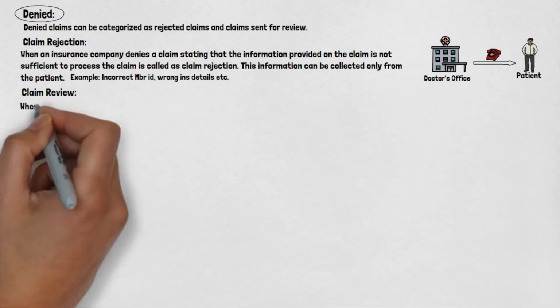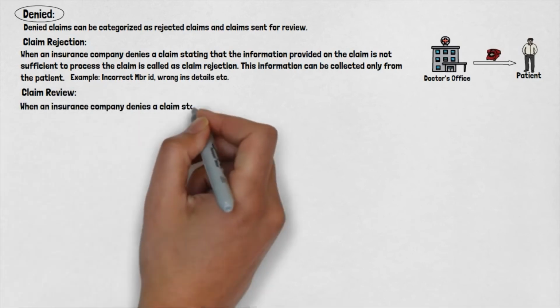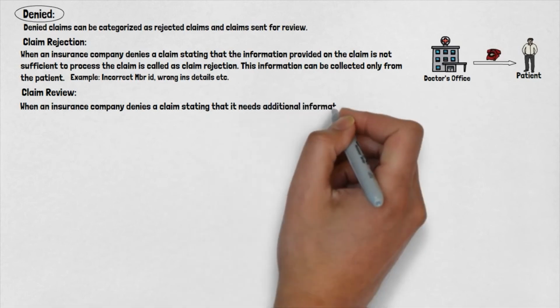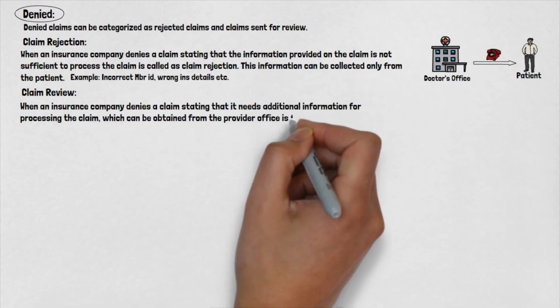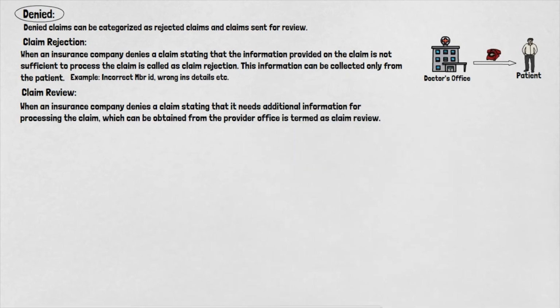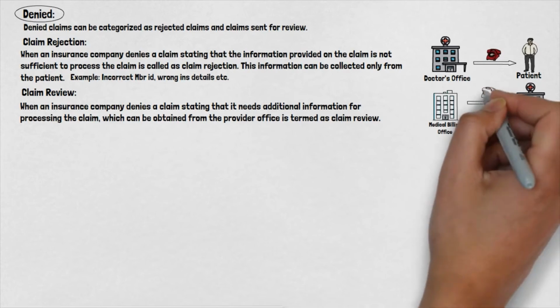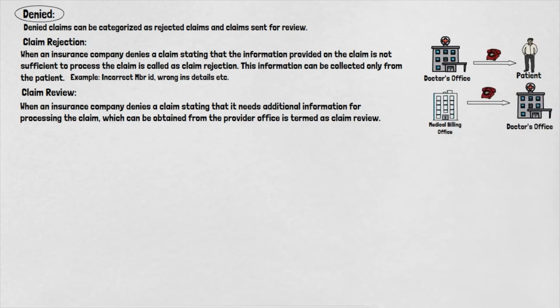Now the next one is claim review. When an insurance company denies a claim stating that it needs additional information for processing the claim, which can be obtained from the provider's office, it is termed as claim review. Now this information can be provided only by the doctor's office.